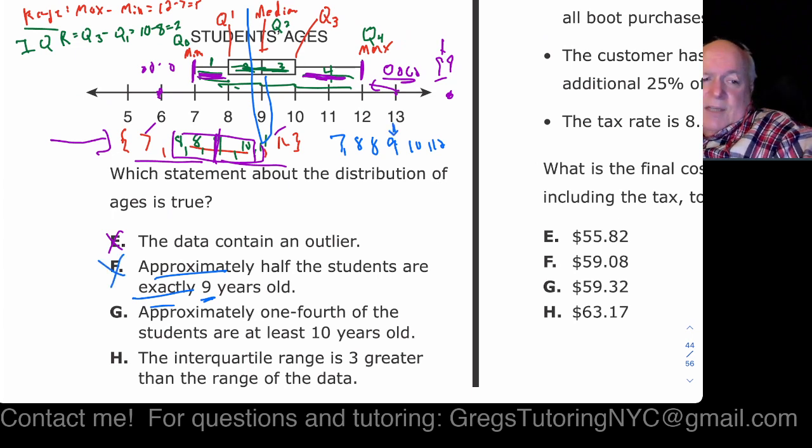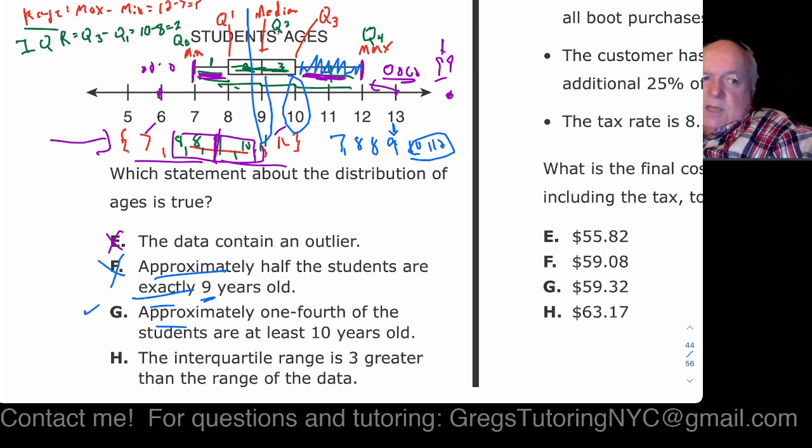G, approximately 1/4 of the students are at least 10 years old. So here's 10 years old here. And if you listen to what I was saying earlier about quartile, meaning quarter, that's this area right here. So yes, that's about 25%. So about 25% of them are about 10 years old. Even if you look at my data, I have 3 numbers here out of 7 numbers there. So you don't get an exact number, but that's why it says approximately. That's what a quartile actually means. So G seems to be the answer.